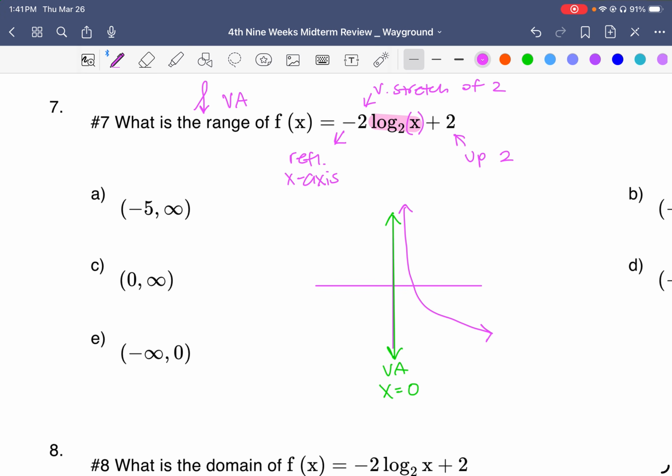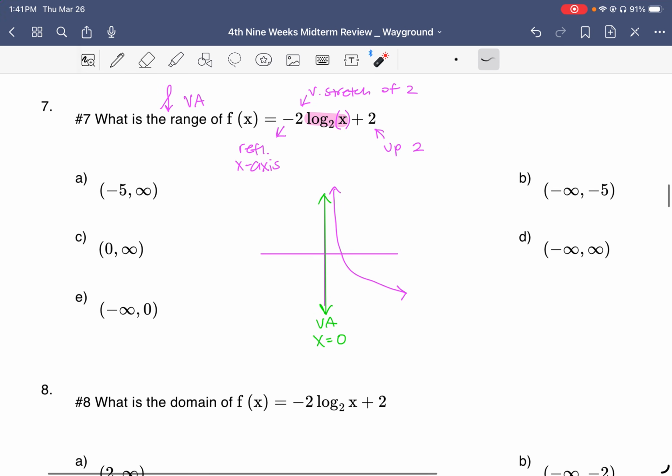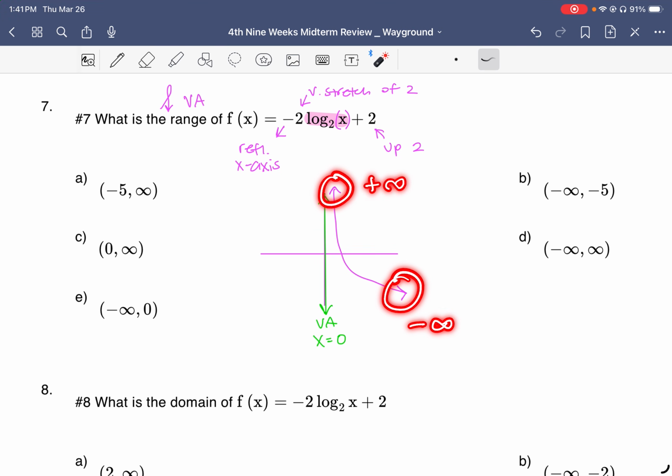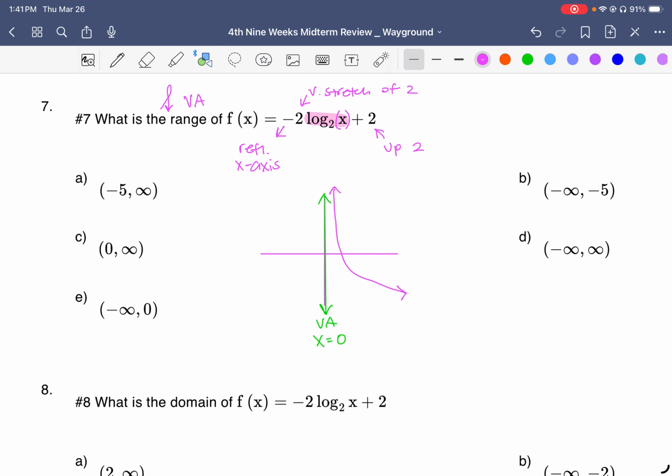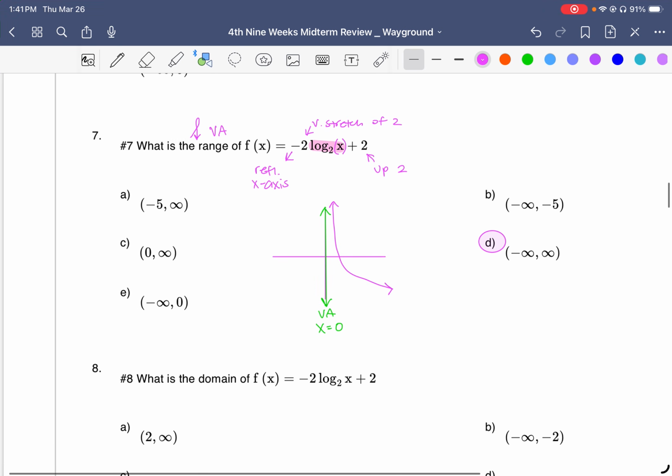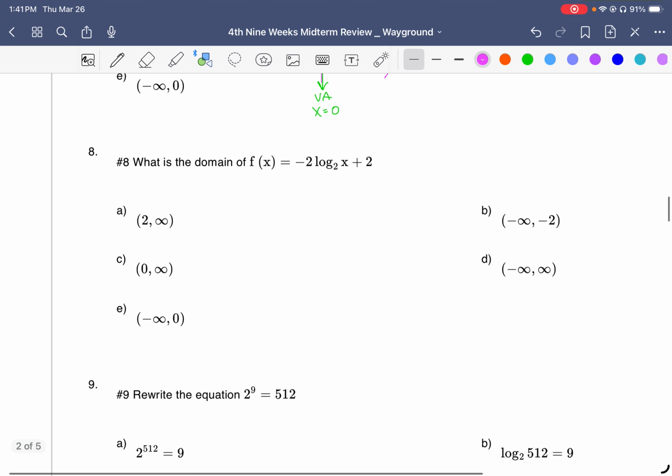Okay, what is the range? Range is bottom to top. On the low end, it goes down forever to negative infinity, and on the high end, it goes up forever to positive infinity. Therefore, the range is D, all real numbers. Okay, let's go on to the next question.